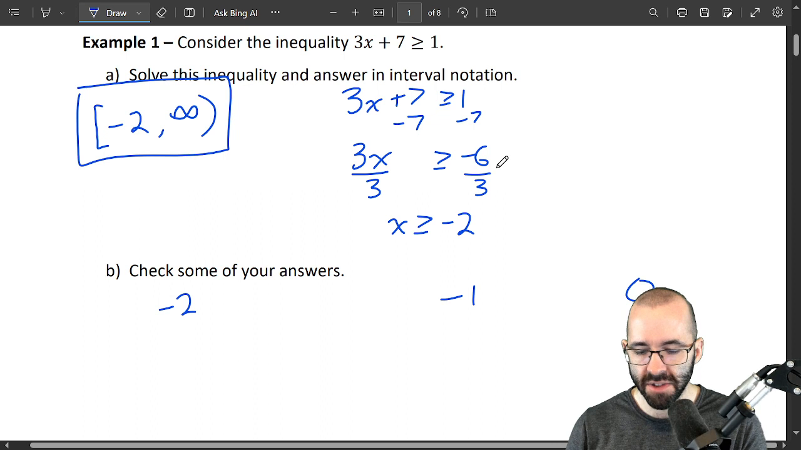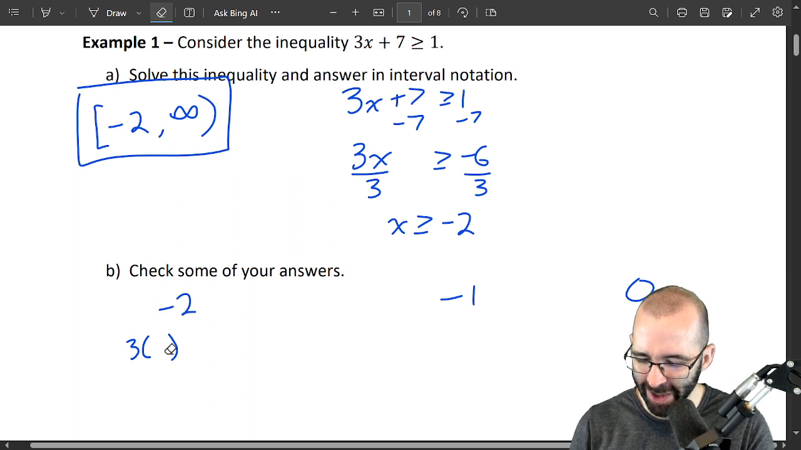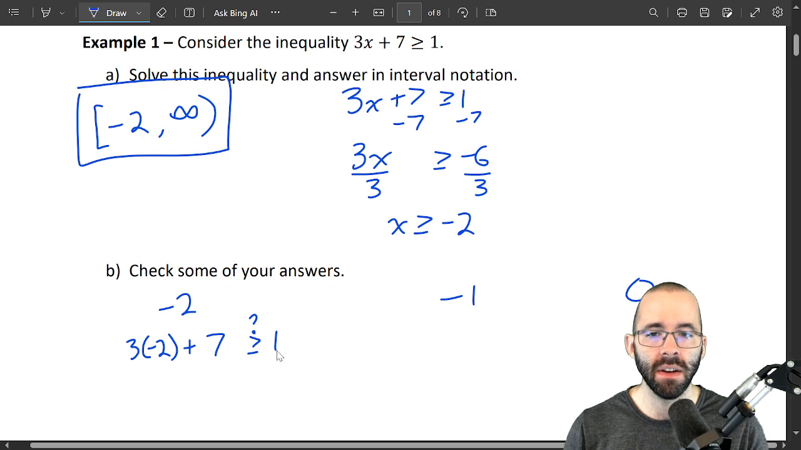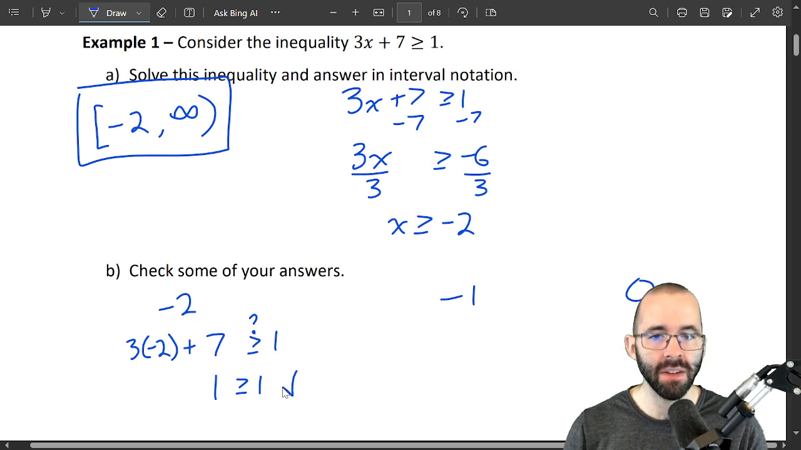If we plug in negative 2, we're going to get 3 times negative 2 plus 7. And we want to know, is that greater than or equal to 1? Well, that's negative 6. Negative 6 plus 7 is 1. Yeah, 1 is greater than or equal to 1. Great, that's true. Negative 2 is one of our infinitely many solutions.